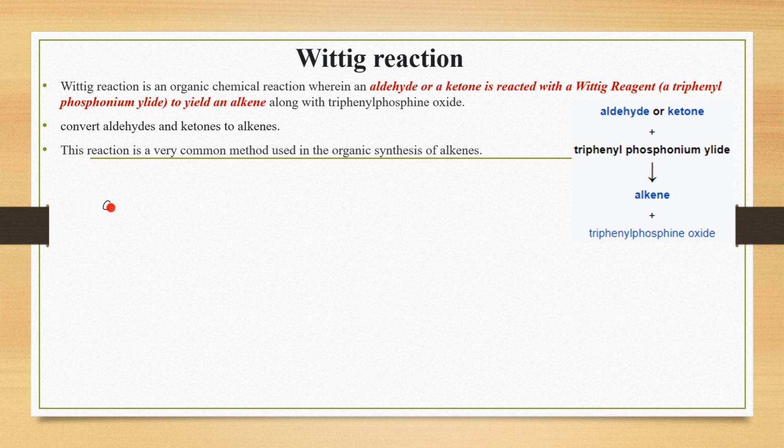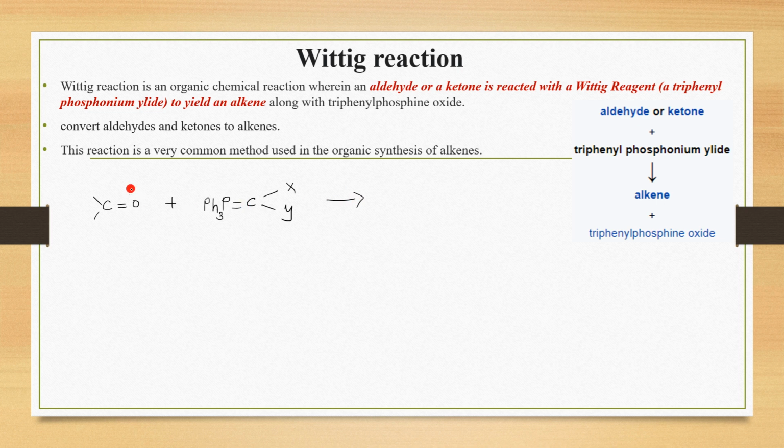Wittig reaction is a reaction in which an aldehyde or a ketone is reacted with an ylide. Now I'll tell you what an ylide is. An ylide is this structure that I'm drawing. It's an organophosphorus compound. We'll see how this ylide is prepared.